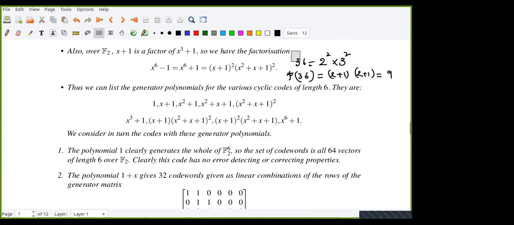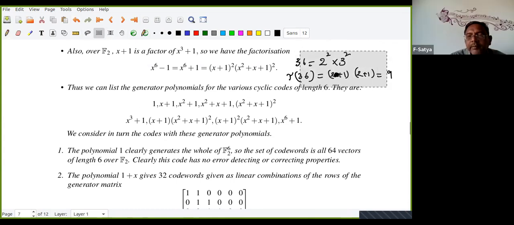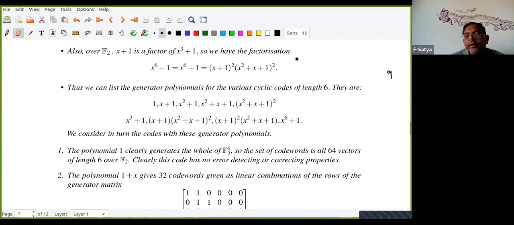Yes. Yeah, okay. There is no use of this code because all the words are ones I took. Then how can I correct and detect, right? Nothing is possible, right? Yeah, okay.